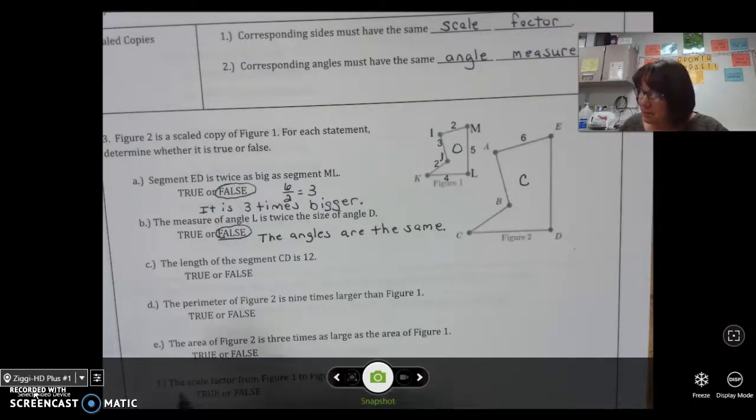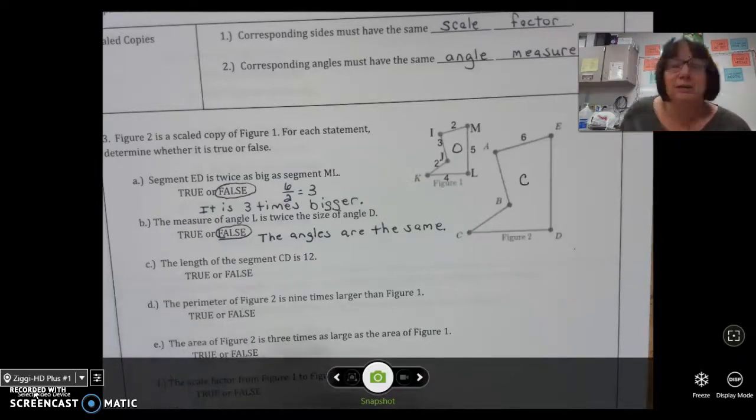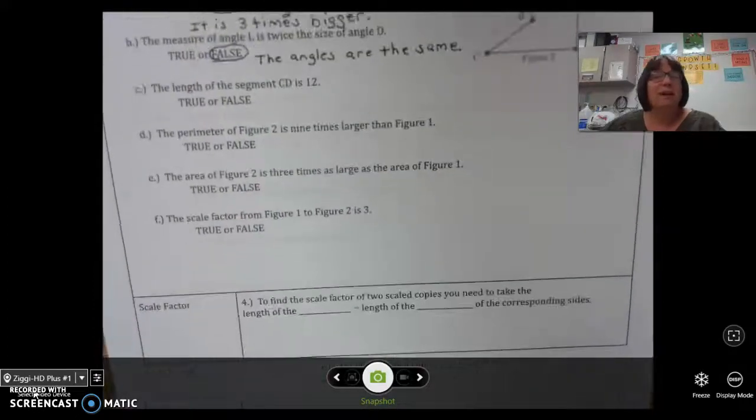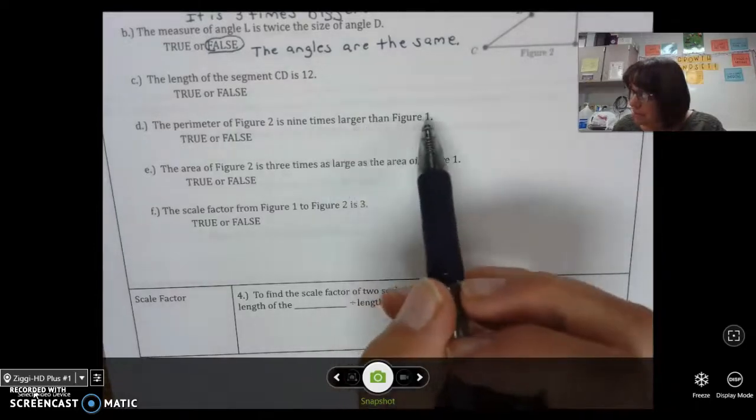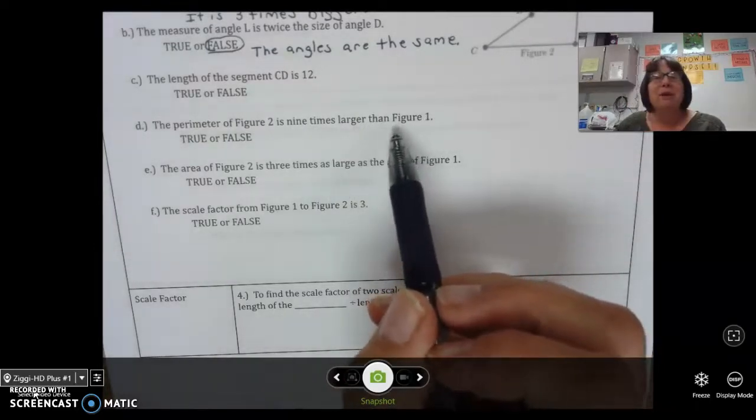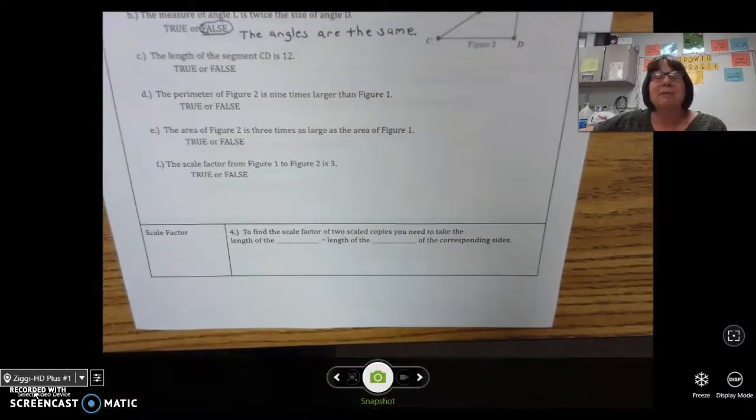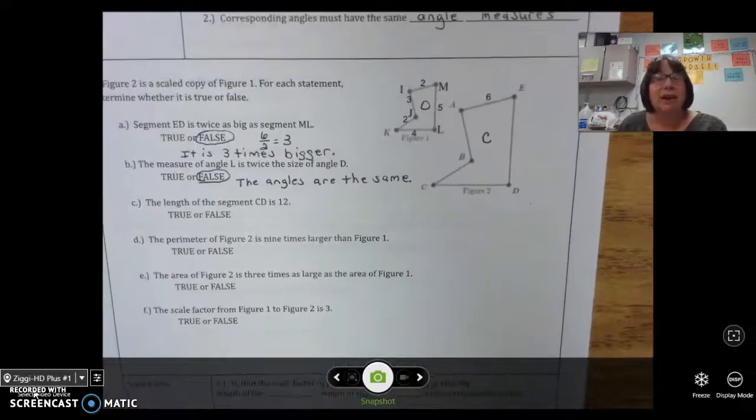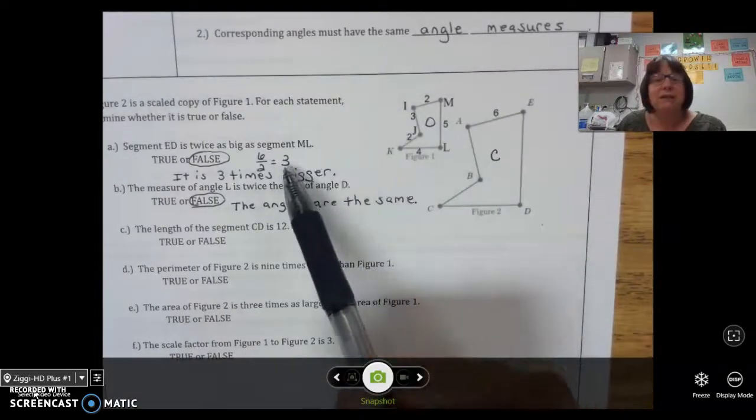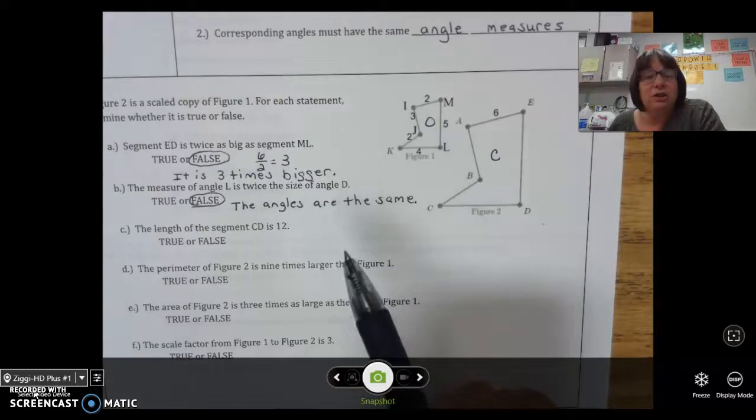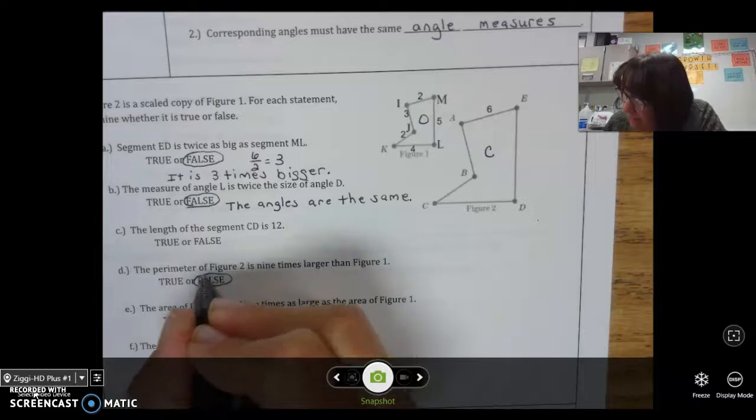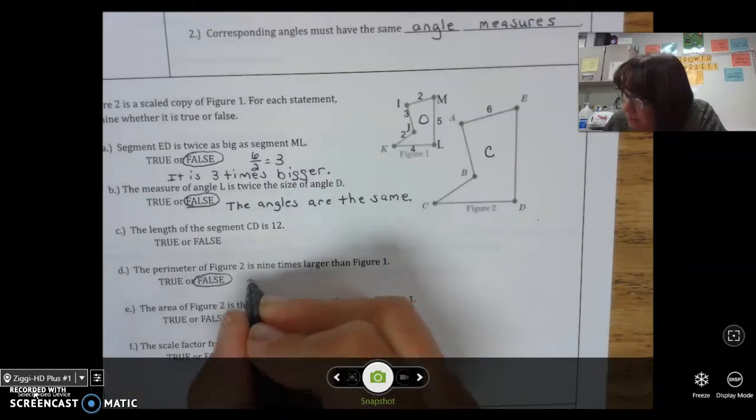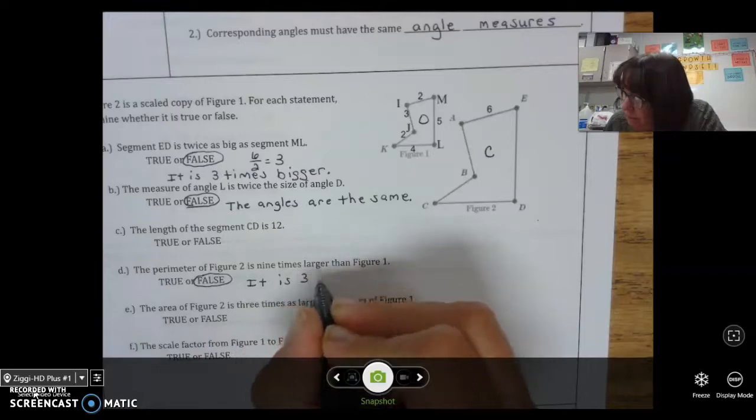And then we're going to skip and go to D and E. And I'm going to have you do C and F on your own later. The perimeter of figure 2 is 9 times larger than figure 1. Well, remember, the perimeter should be increased by the same amount as the scale factor. So our scale factor, we said, was going to be 3, 6 divided by 2. So this is false. It is 3 times larger.